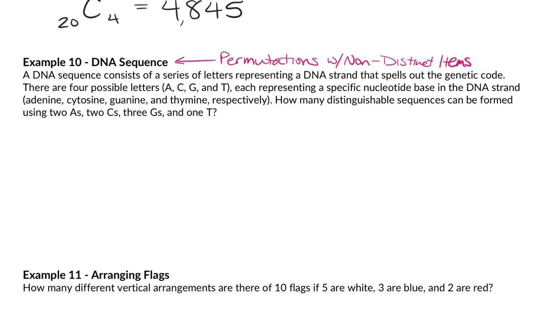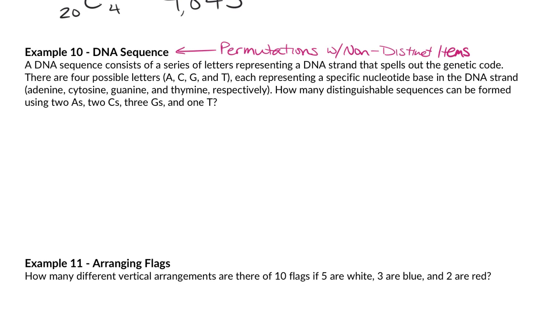Example 10 says the DNA sequence consists of letters representing a DNA strand that spells out the genetic code. There are 4 possible letters, A, C, G, and T. All my science people, can you help me out? This is a legitimate question because I don't remember. Oh, no, it's written there. What are the 4 names for these A, C, G, and T? Great. I honestly forgot how to pronounce all of those, so thank you so much for pronouncing them for me. Same, okay. Each representing a specific nucleotide base in the DNA strand.